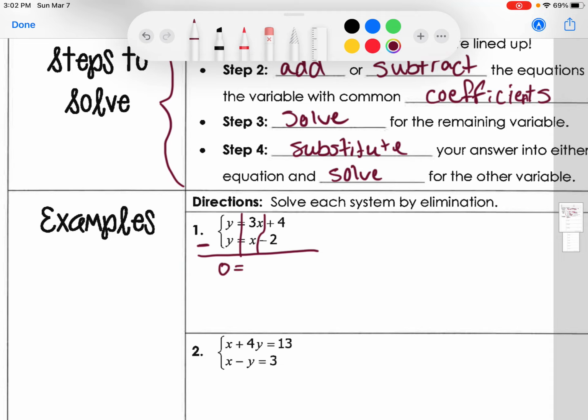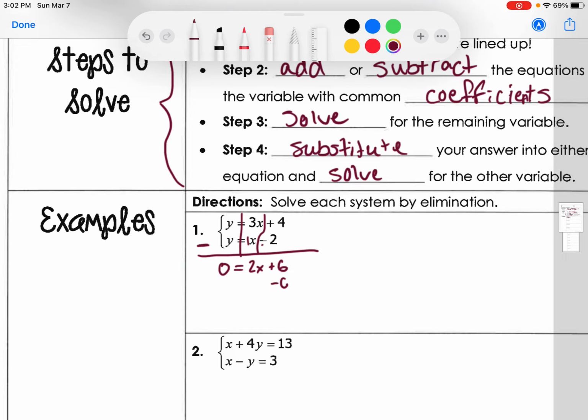So let's go through and do our 3 subtraction problems. y minus y would be 0, or nothing. Copy down our equal sign. 3x minus 1x would be 2x. 4 minus negative 2 is going to be 6.